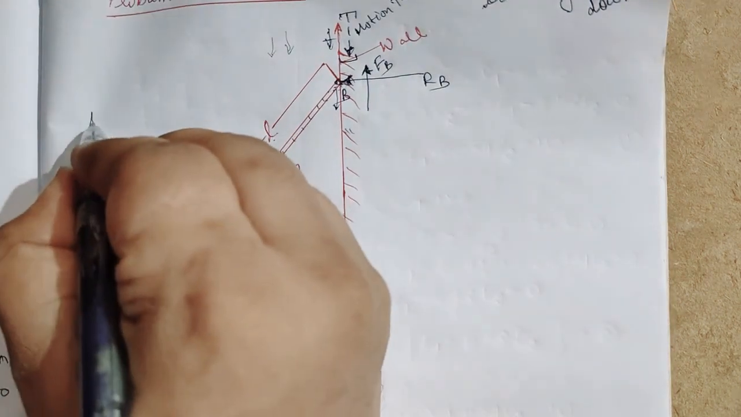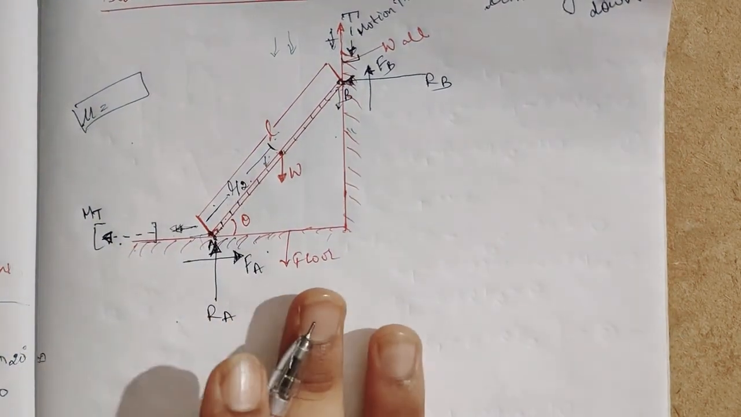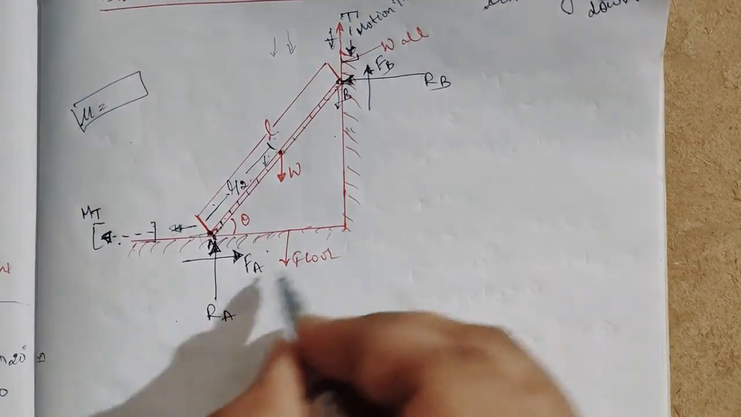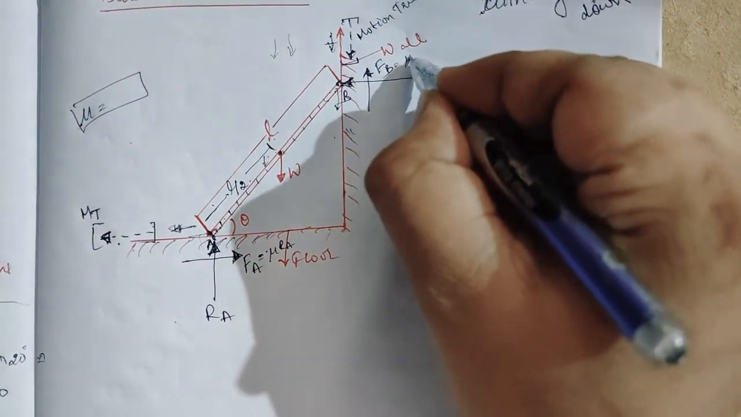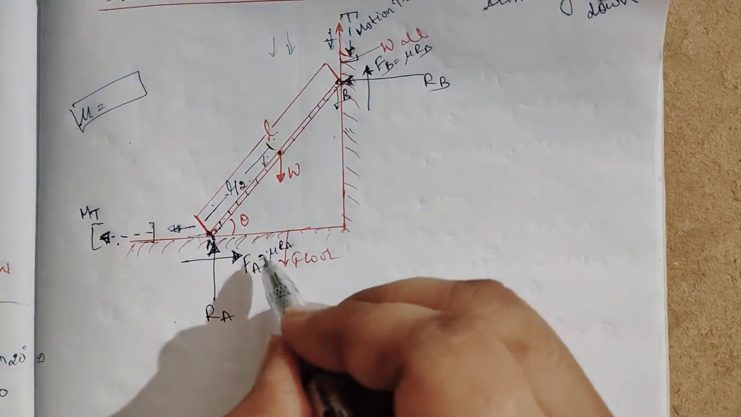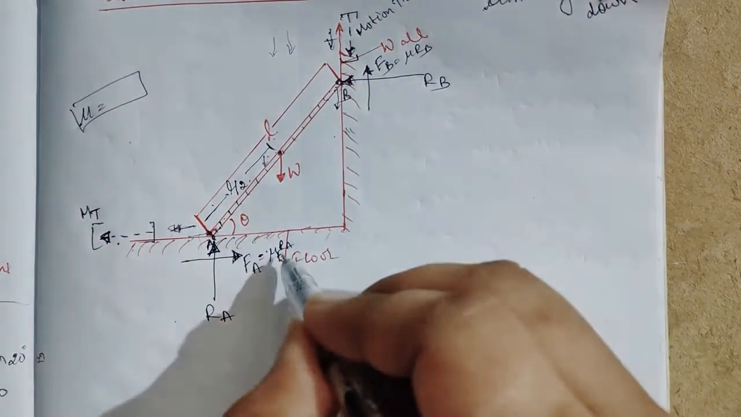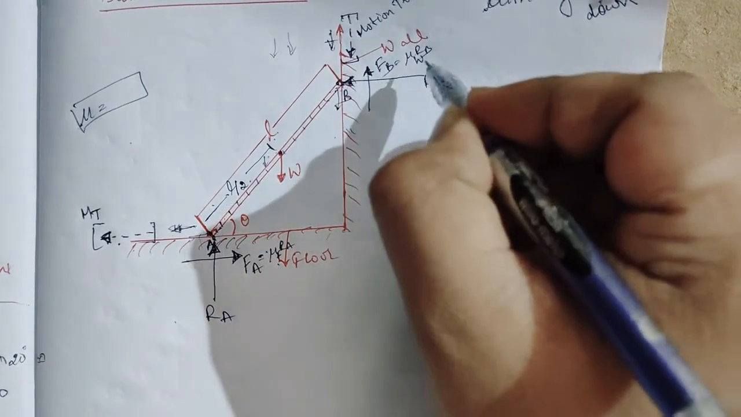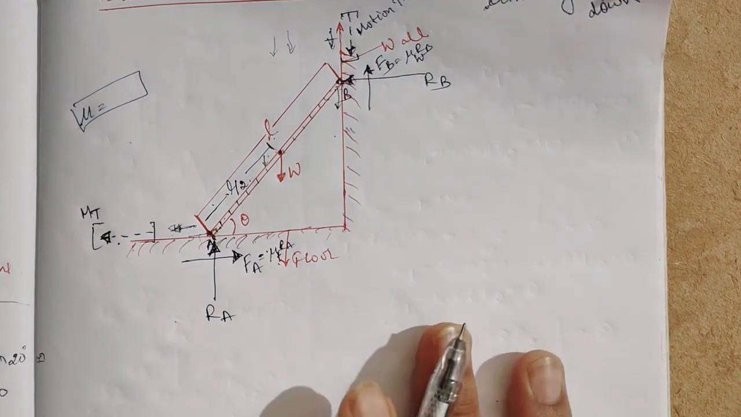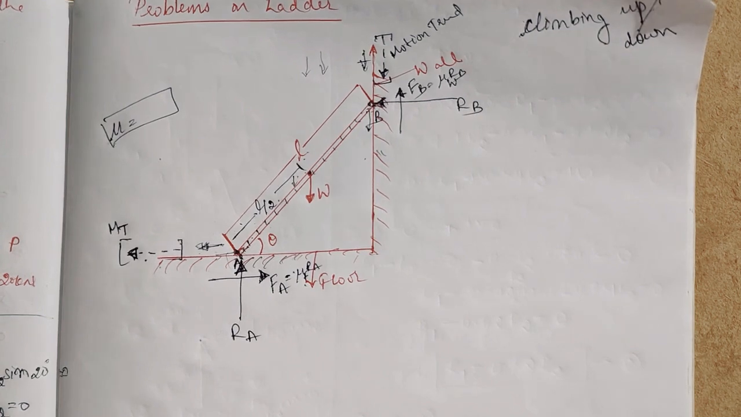When the coefficient of friction of the wall and floor are different, then they are different. If they are the same, this FA will be mu into RA, and this FB will be mu into RB. If they are the same, no problem. If they are different, what will happen? This is mu F, the coefficient of friction of the floor. This is mu W, the coefficient of friction of the wall. So these are the notations coming in the problems related to the ladder, which we have to remember.